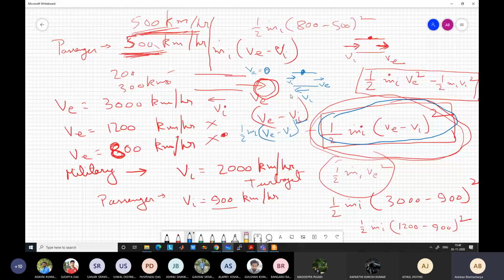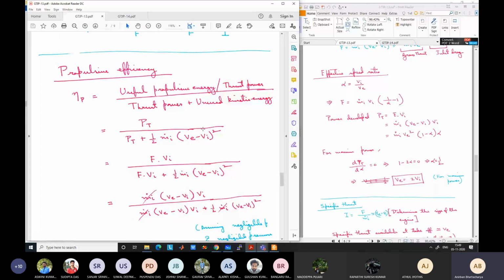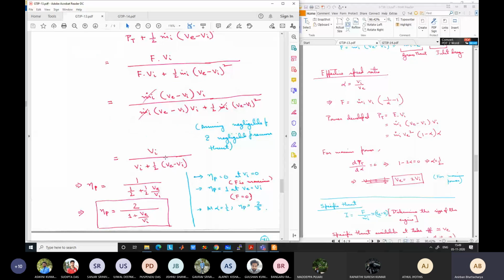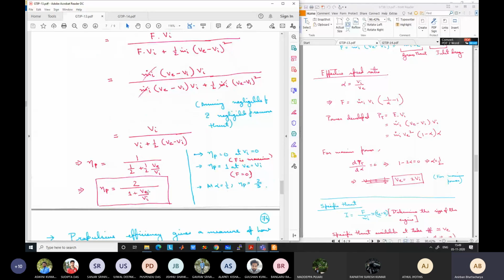So like this you can define the propulsive efficiency. If you simplify, as we have discussed in the previous class, we find that propulsive efficiency can be written as 2 divided by 1 plus V by Vi. Okay. And we have considered a few cases towards the end of the previous class.